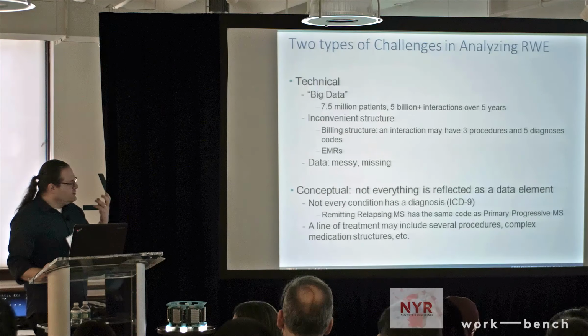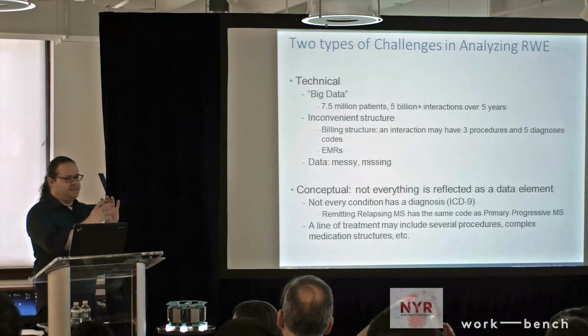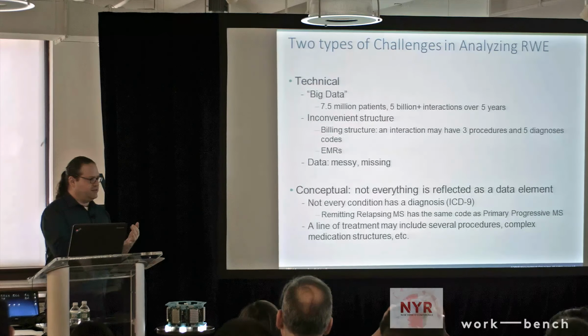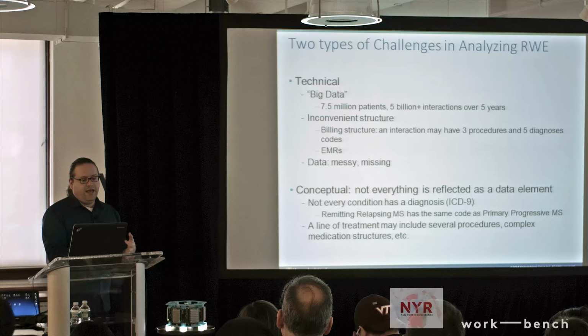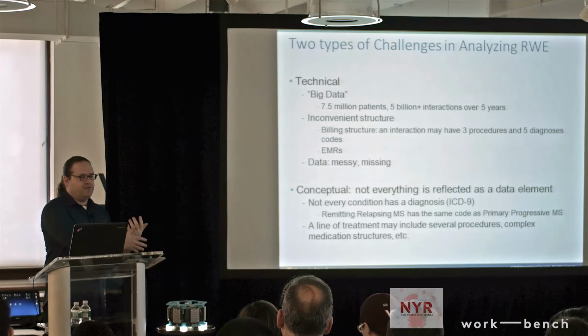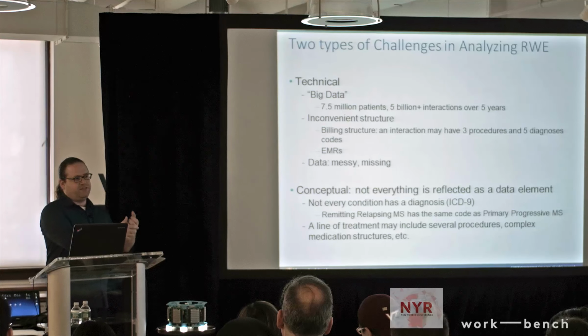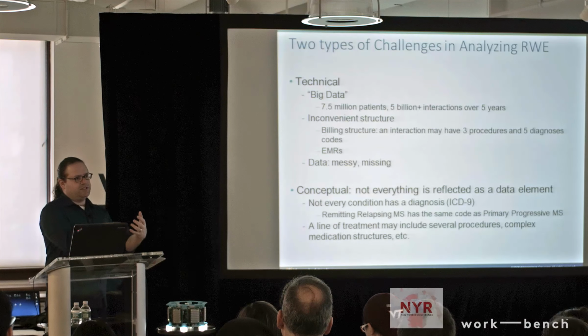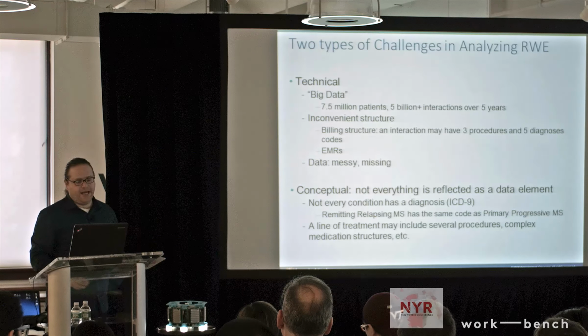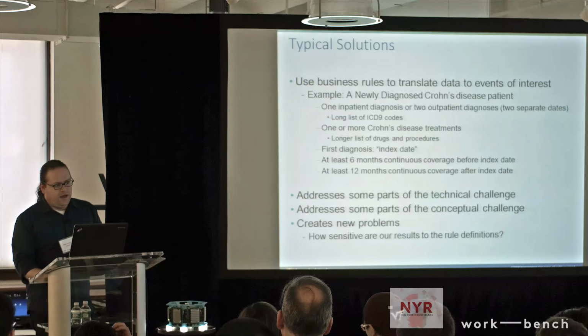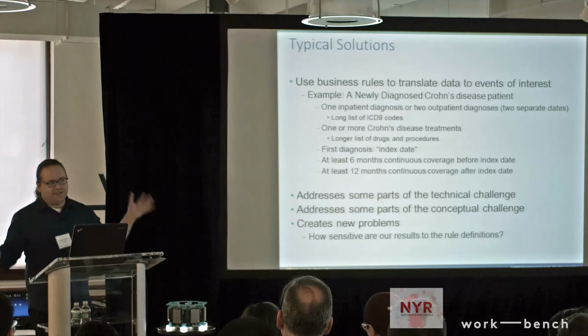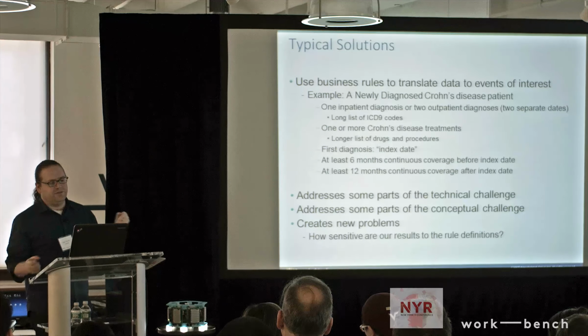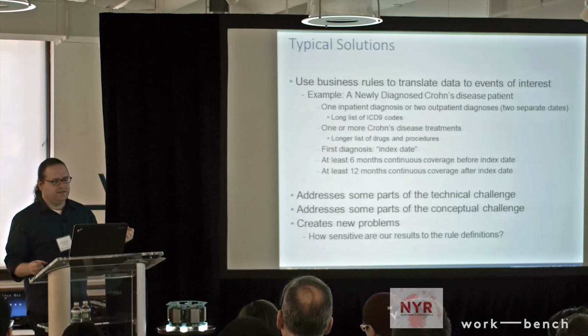So the conceptual problem is trying to take the data you have, which is just a set of diagnoses, procedures, claims, stuff like that, and figure out from it what actually happened to the patient. And then from that, try to figure out if you can say that people who did this treatment, which is more than just one procedure, had different outcomes than other people. So the typical solution is that you use some business rules to translate this data to some events. I guess it's fairly straightforward.